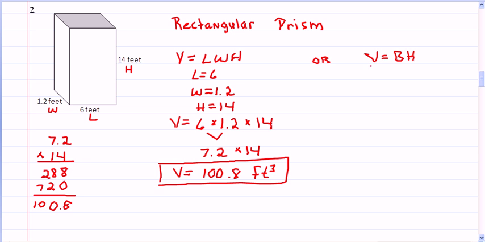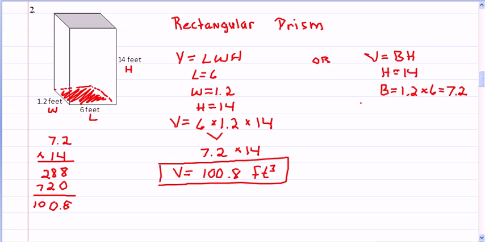So if you had chosen to use the second formula, base times height, we know that the height is 14, but to find the base, B represents the area of the base. And again, you want to think of your base as being the floor or the ceiling. So if I drew in the floor, it's this rectangle here, which has an area of 1.2 times 6. So 1.2 times 6 brings me back to 7.2.